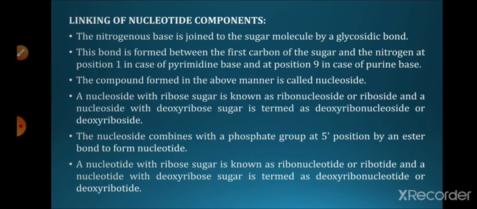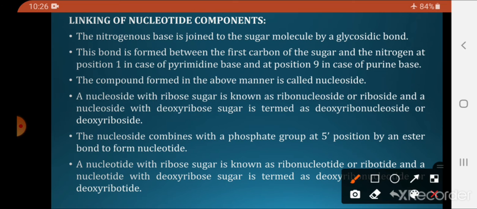Okay. Now, नाइट्रोजिनस बेस, हमने न्यूक्लियोटाइड के 3 कंपोनेंट तो देख लिए. One is sugar, another one is phosphoric acid, and lastly it is nitrogenous base. Now how these components will be linked, इनका लिंकिंग कैसे होगा ताकि ये एक पूरा न्यूक्लियोटाइड का मॉलिक्यूल बने. So we will see the linking of the nucleotide components.